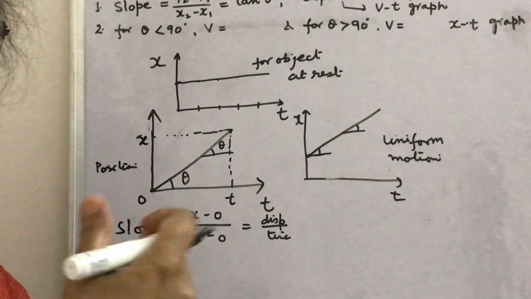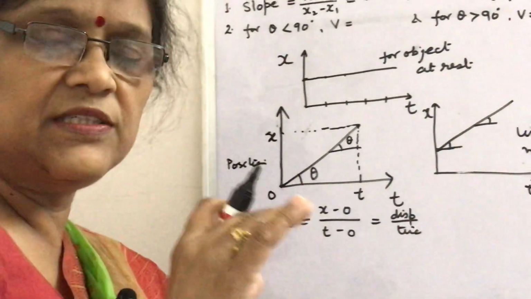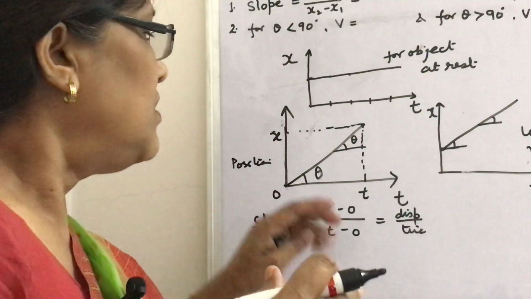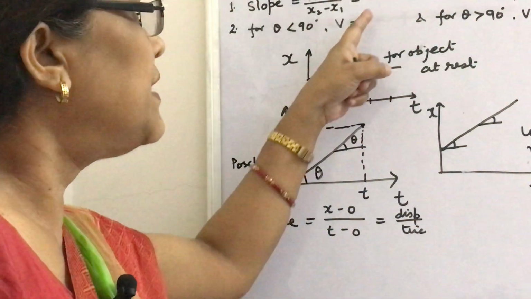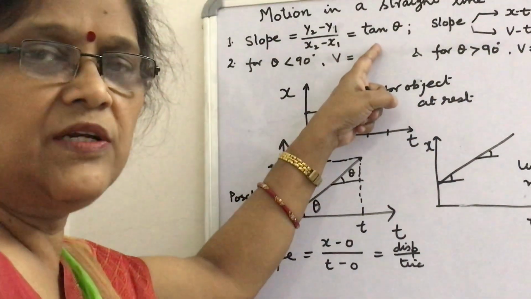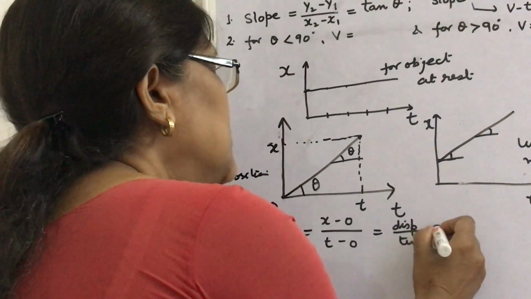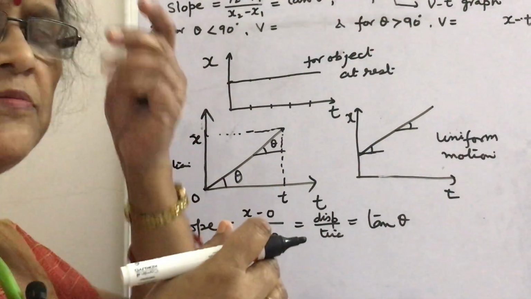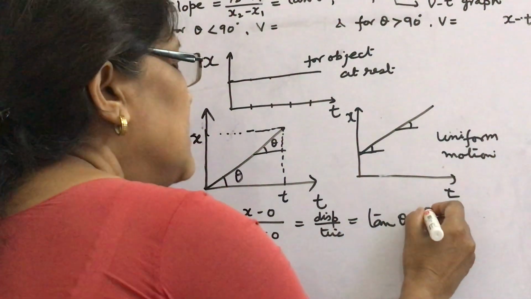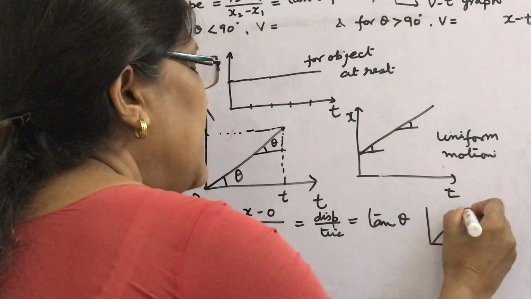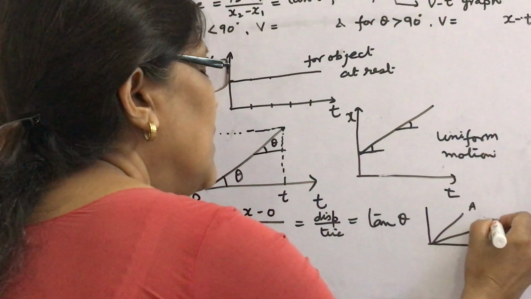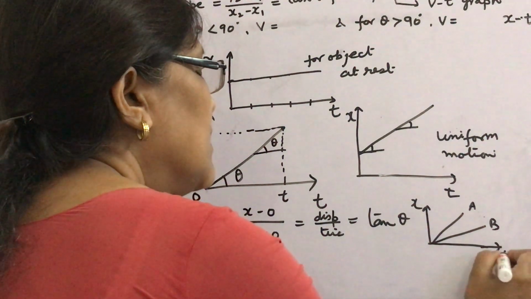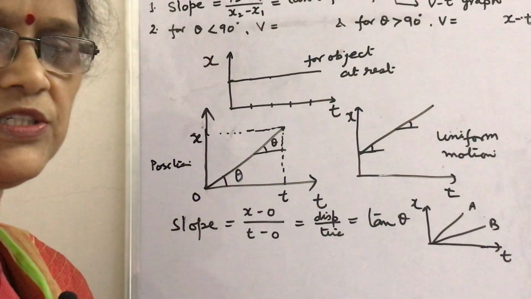Slope is also another way. If in a graph theta is given and you are asked to find the velocity, then you know this slope is also represented by tan theta, the tangent of theta. A very important question I have seen so many times: it is asked that there are two objects, one is A and another is B. This is the position time graph for the object which is moving fast.